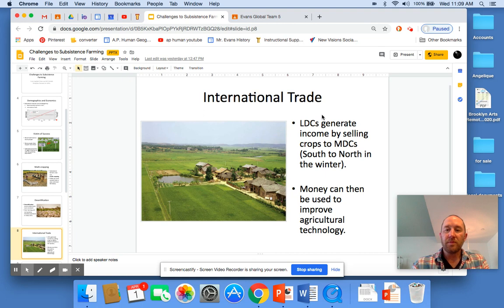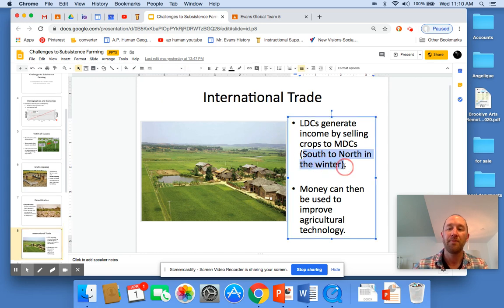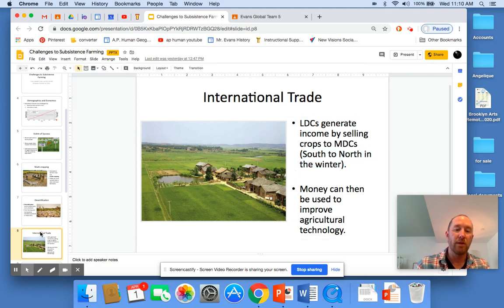All right. So international trade, we talked about as a challenge. It's not all bad, though. And when we looked at economics, I said international trade is much better than self-sufficiency. And so LDCs can generate money by selling crops to MDCs. You'll particularly see this in the wintertime because our winter is the southern hemisphere's summer. And so like apples, for example, or your fruits will often say product of Chile or a place in South America because that's the time of year they can grow their food. And now with refrigerated shipping, we can get it here. That money can be used to improve agricultural technology. That's a great thing.